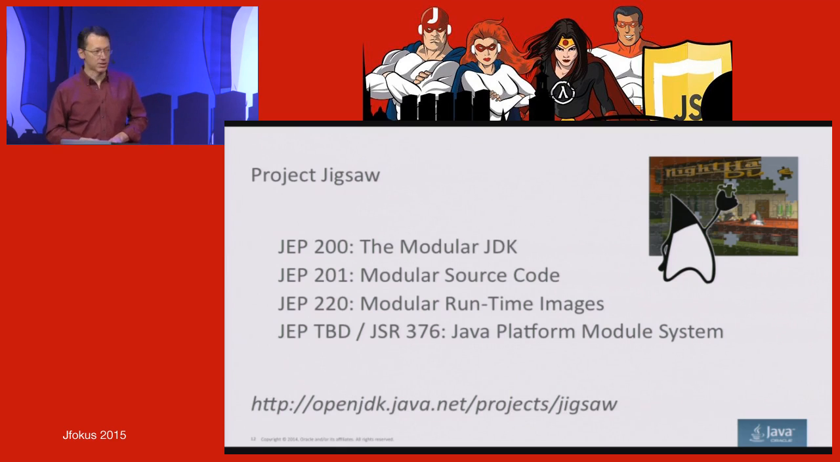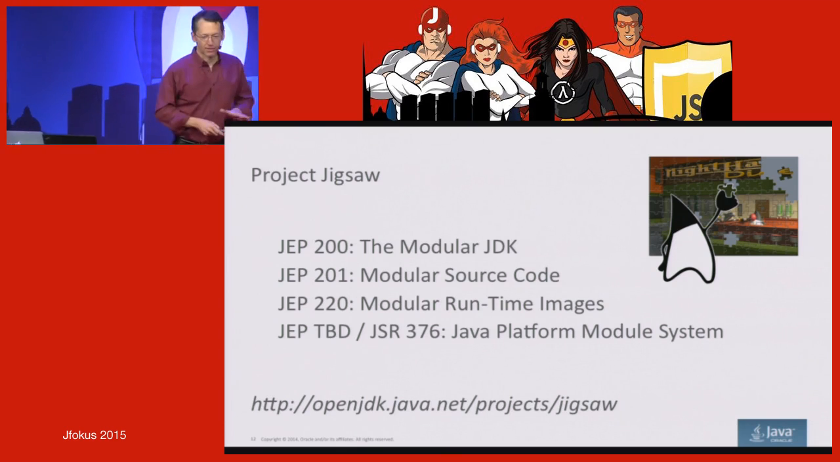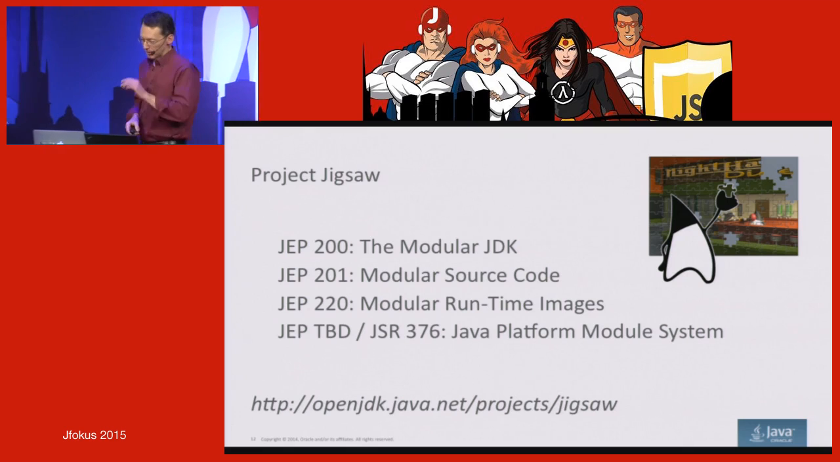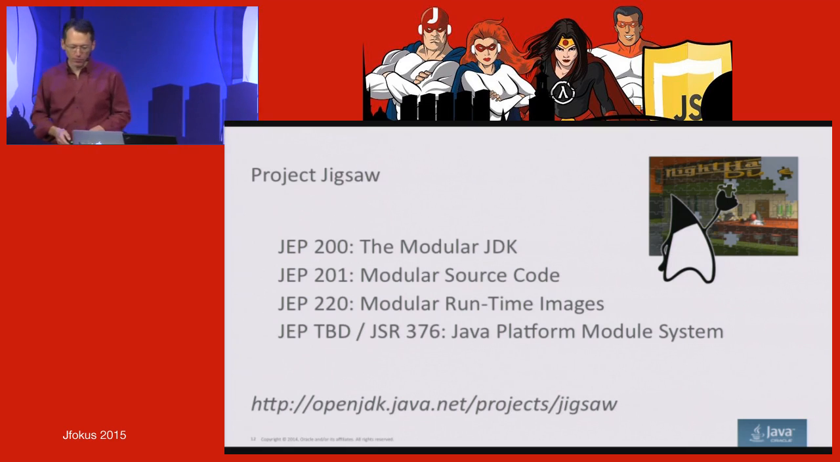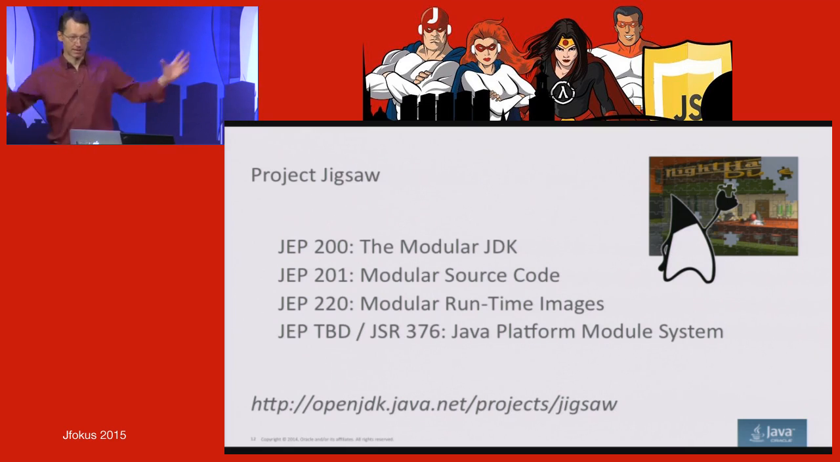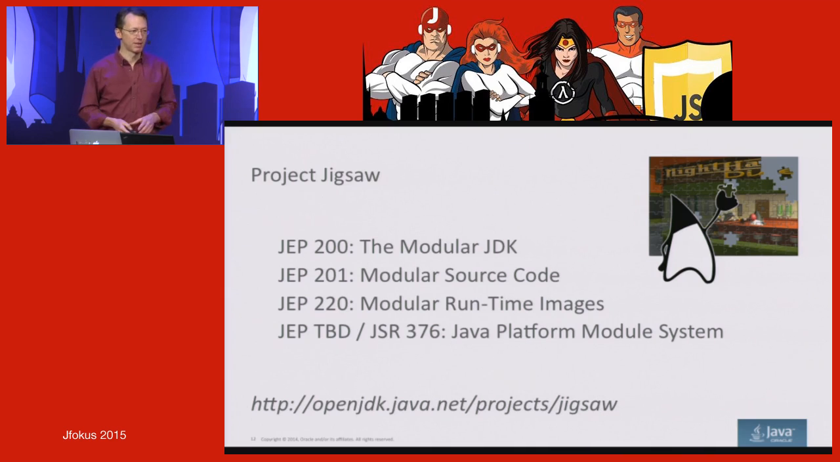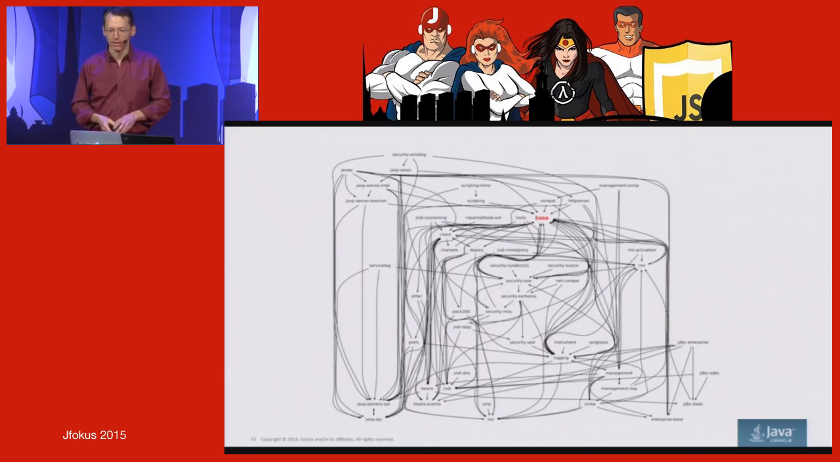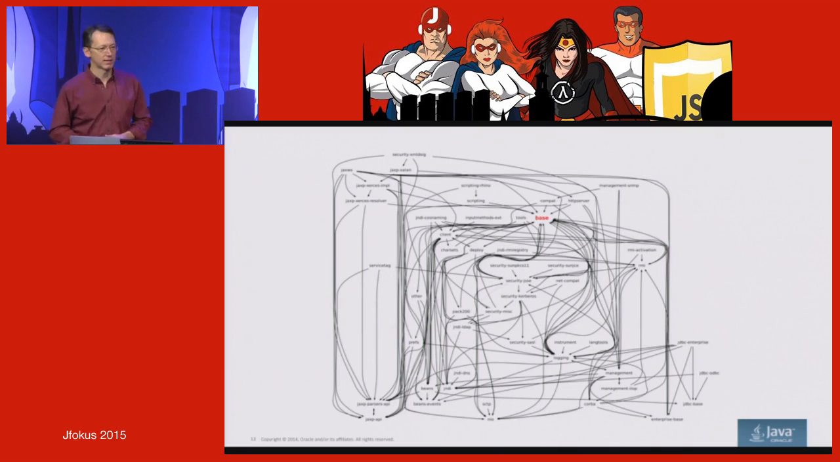Okay, so the modular JDK. Let me give you an idea of the work that was required here. When we first started trying to modularize this big monolithic code base, it was pretty tough since it had never been designed with modules in mind. This is what it looked like when we started. This was our first cut at how to divide it into modules.